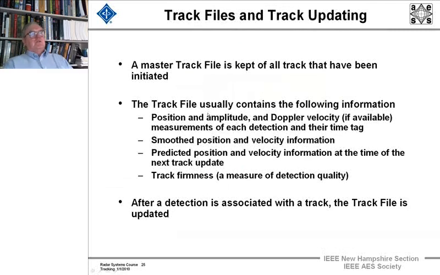Now to the next issue in our overall look at the tracking functions: track files and updating. A track file is kept of all tracks that have been initiated. I mentioned that earlier. A track file usually contains the following information: not only position, amplitude, and Doppler velocity if it's available for each detection, and their time tags. It'll contain the smooth position and velocity information and the predicted position and velocity information at the time of the next track update. And there'll also be a track firmness, which is a measure of the detection quality. After a detection is associated with a track, the file is updated again, and sequentially it keeps going.